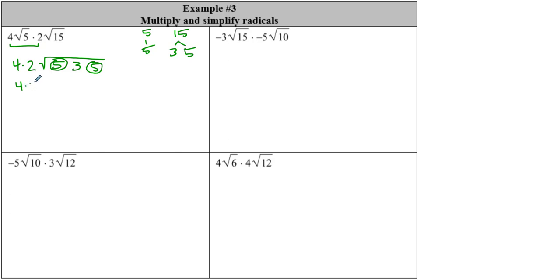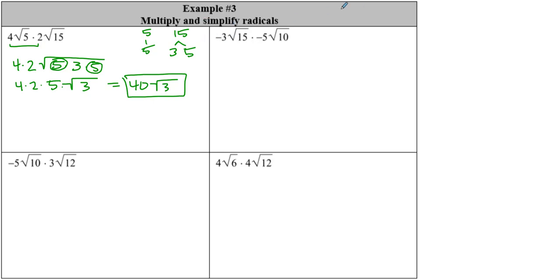So we're going to do 4 times 2 times 5 times radical 3. Okay, and then if we do our multiplication, 4 times 2 is 8. 8 times 5 is 40. We are left with 40 times radical 3.